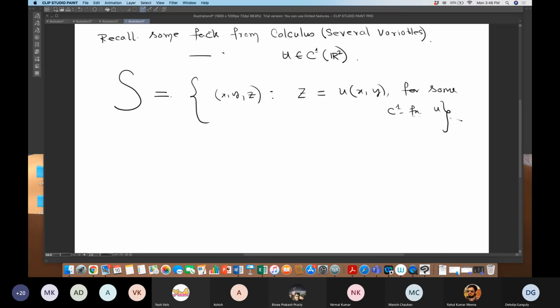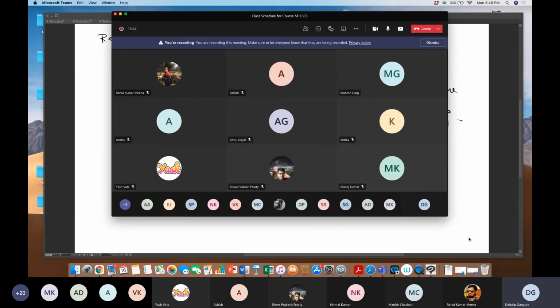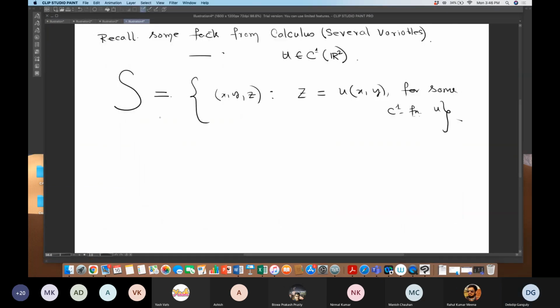Anyone? What is this set called? Graph. Surface. Yes, this is a surface, or more specifically, the graph of u. Of course, this is also called a surface. How does it look? It looks like this.